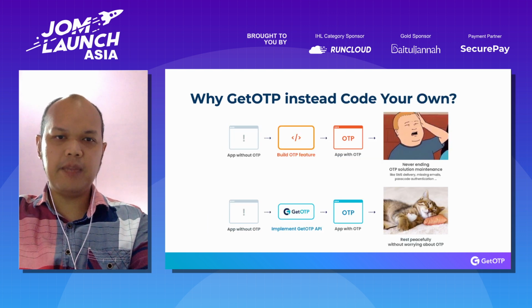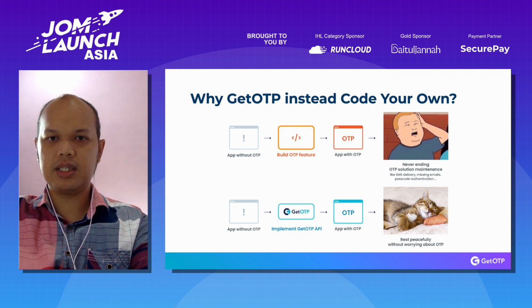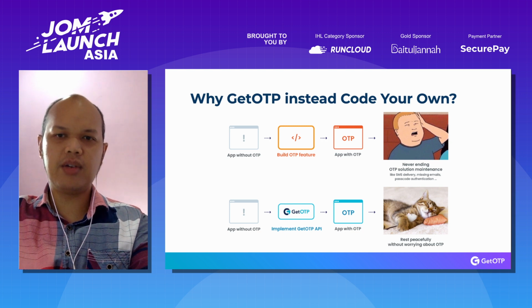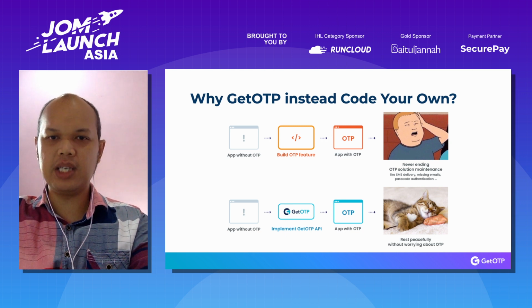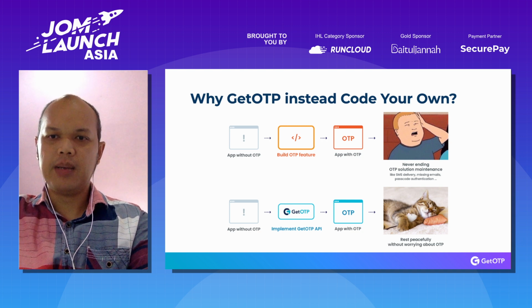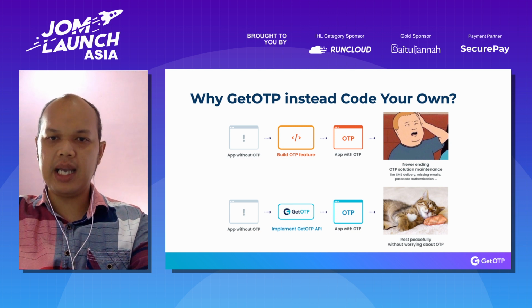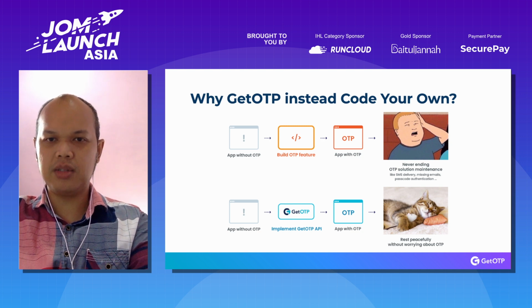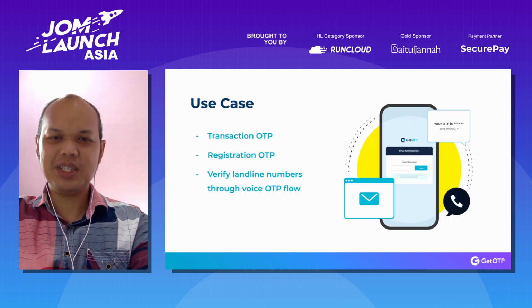So why use Getotp instead code your own solutions? As a developer, you can build your own OTP feature, but the drawback is you need to maintain the feature, which is a never-ending work. But if you use Getotp, basically you just implement our API and can rest peacefully without worrying about the OTP part. So if you choose the hard way, you can build your own, but if you want to rest easily, choose Getotp.